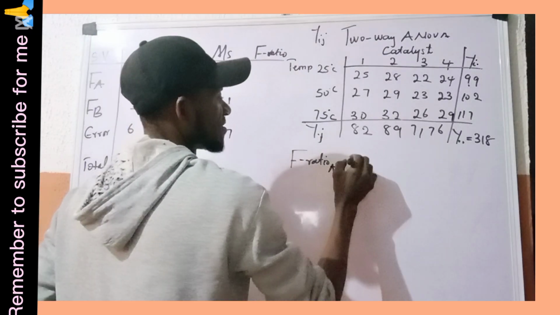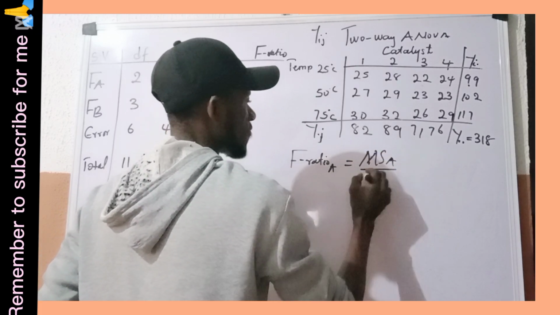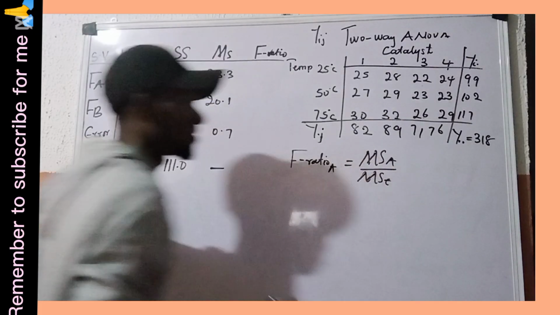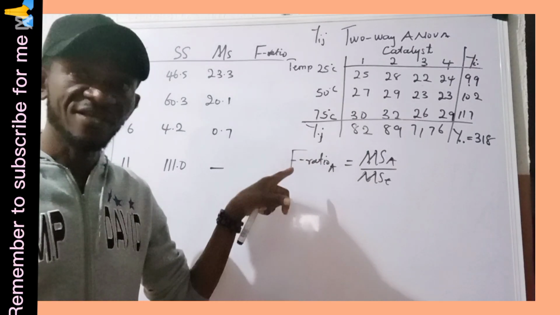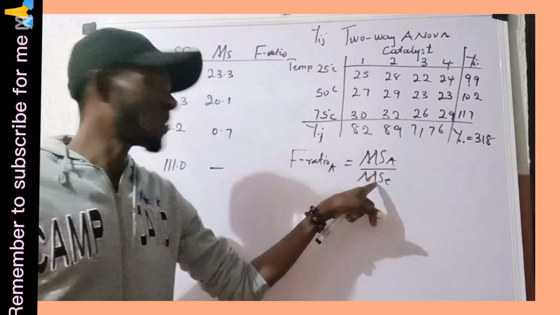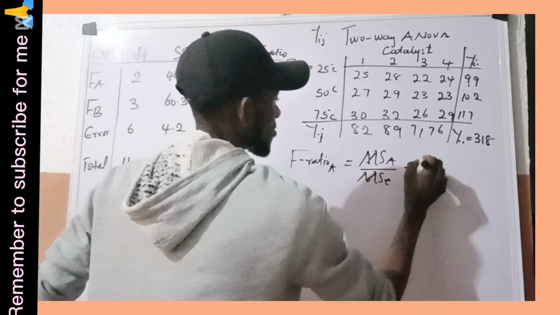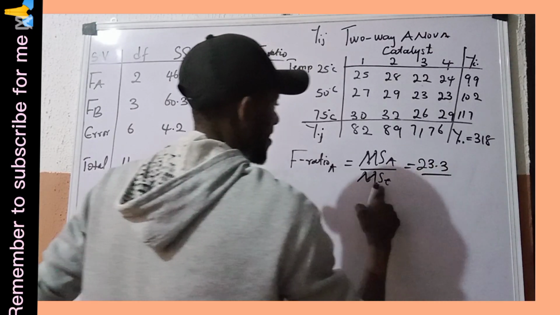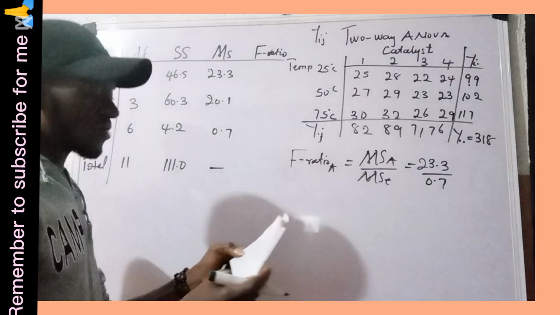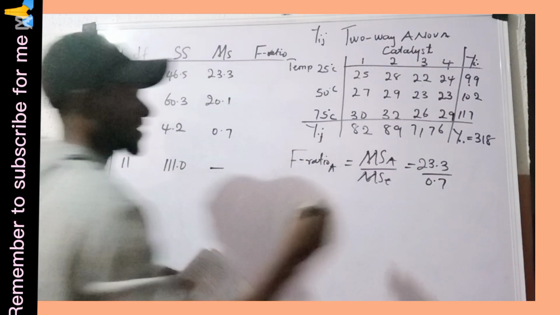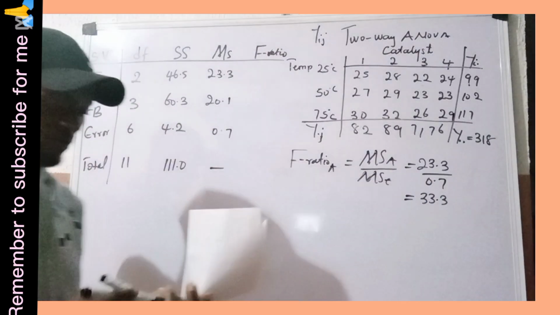Our F ratio for factor A is given as MS of A all over MS of E. For me to get the F ratio, which is what we are calling the F calculated for A, it is the mean square of factor A all over mean square error. My mean square for factor A is 23.3, so this becomes 23.3 all over the MS of error, which is 0.7. And what they got here is 33.3. You can decide to press your calculator, 33.3. Okay?